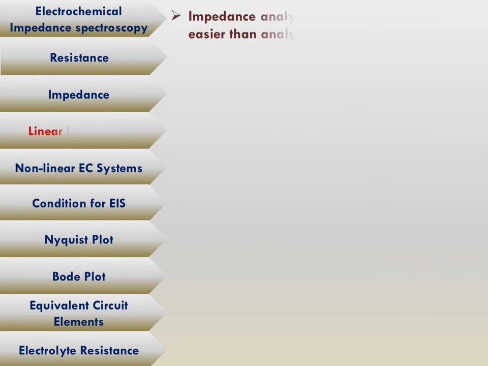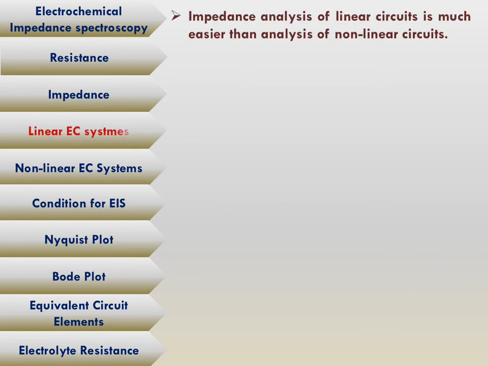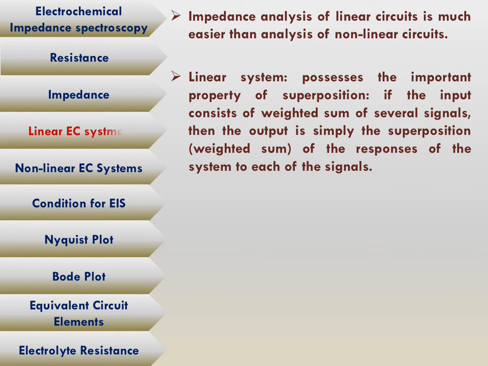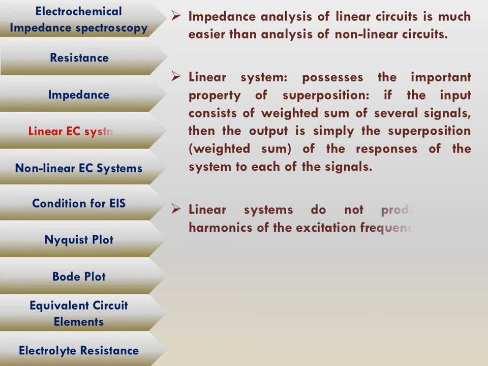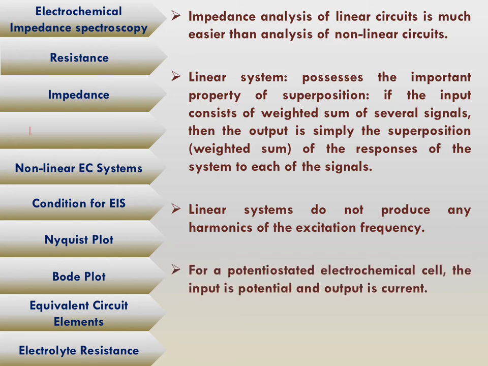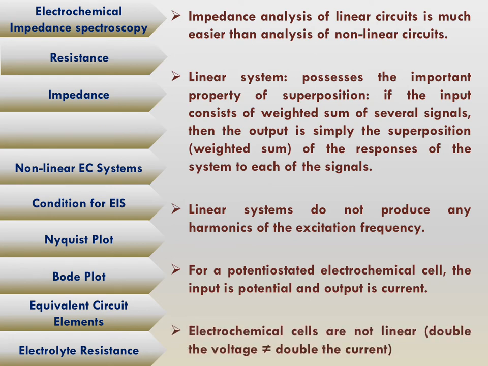Actually, impedance analysis of linear systems is much easier than analysis of non-linear systems. Linear systems possess the important property of superposition. If the input consists of the weighted sum of several signals, then the output is simply the superposition of the responses of the system to each of the signals. Linear systems do not produce any harmonics of the excitation frequency. For a potentiostatic electrochemical system, the input is potential and the output is current.